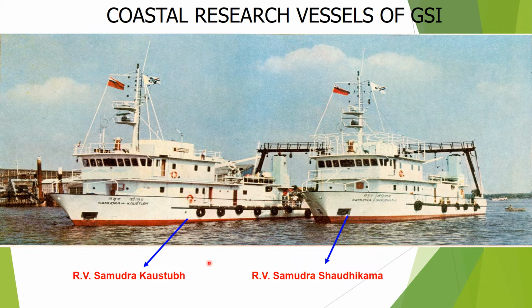So these are the coastal research vessels of the GSI. One is RV Samudra Kaustubh, that is carrying out survey in the east coast of India, and another is the Samudra Saudhigama, that is carrying out research in the west coast of India. But these look alike, the length is same, dimension is same. These are like twin ships, the daughter ships.